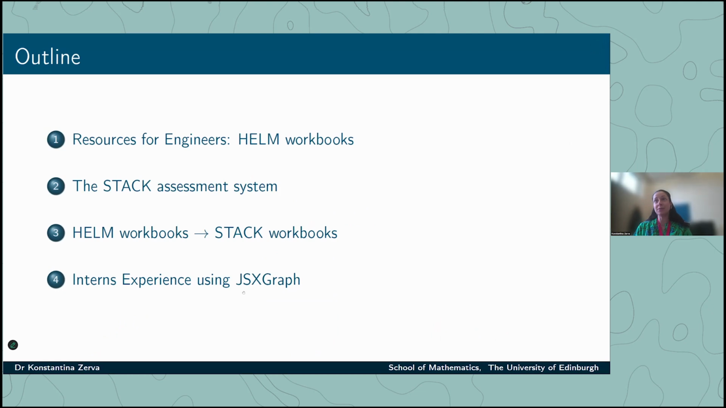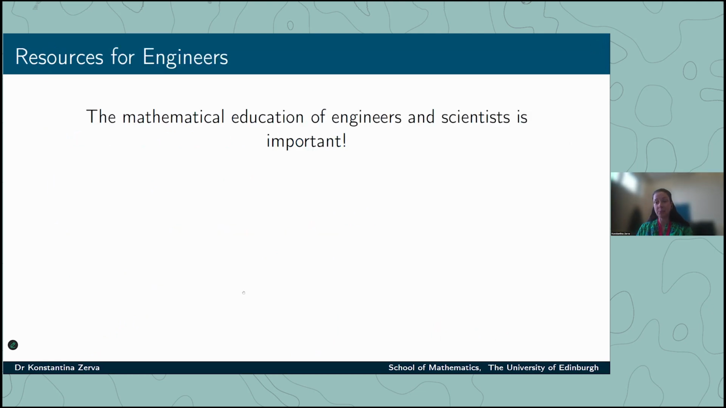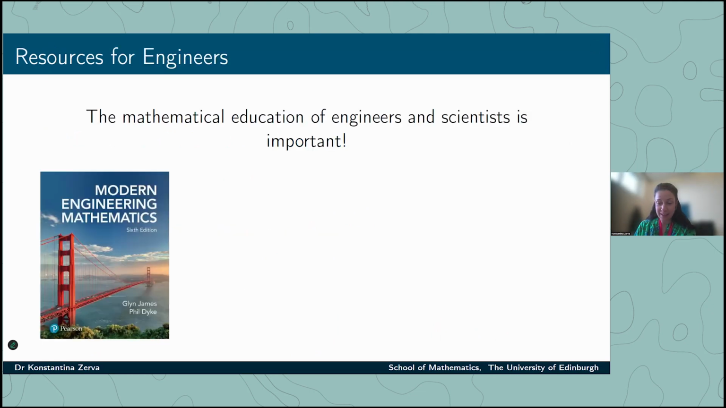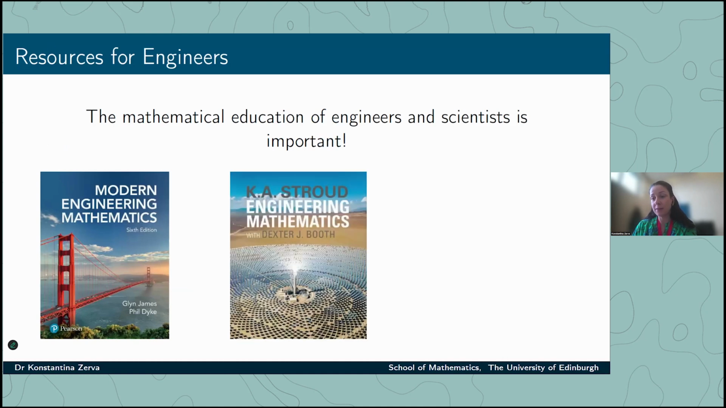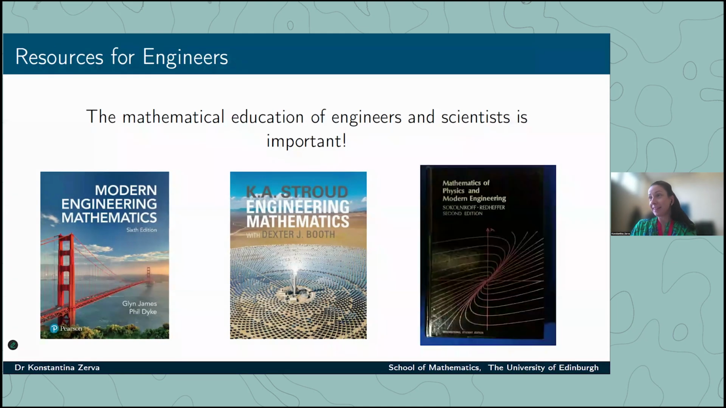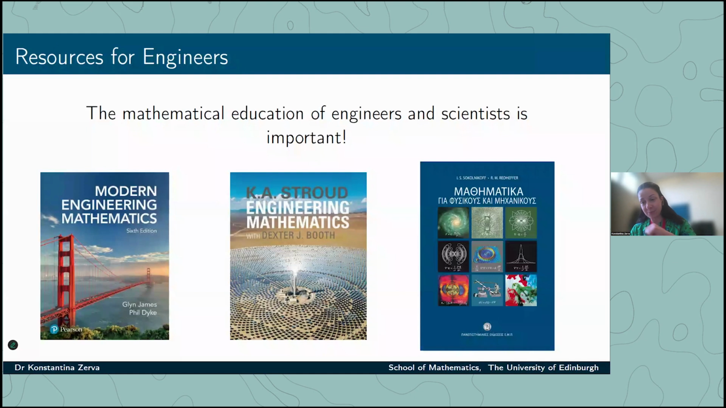So the mathematical education of engineers and scientists is important, and we heavily depend on course books. So that's the course book we use here at the University of Edinburgh, which is the Pearson one. There's another well-known engineering mathematics book. This is the one that I had as an undergrad student, actually translated into the Greek language because I studied physics. So that was math for physics and engineers.